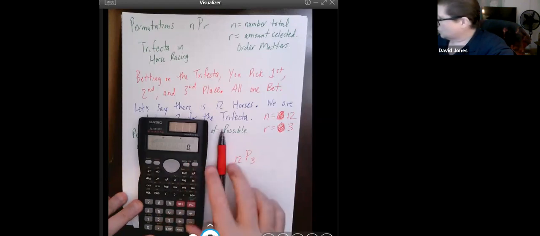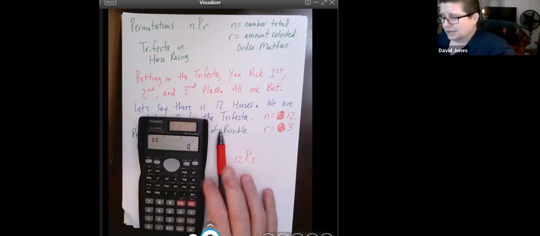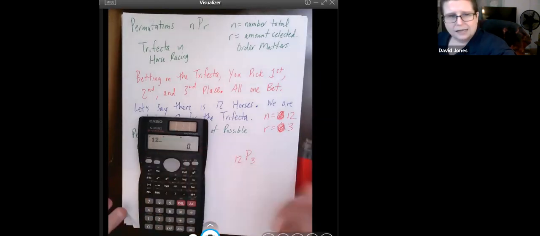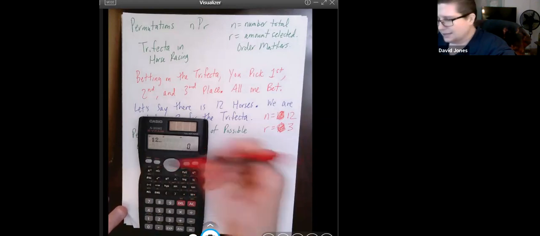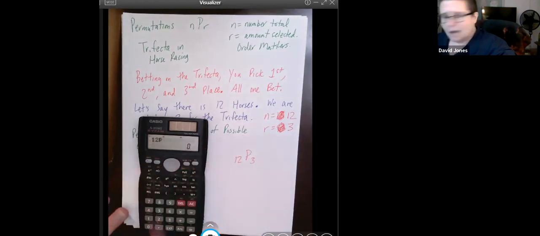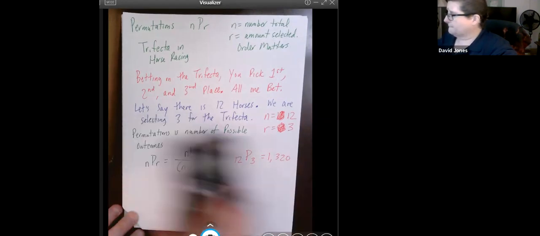So I'm going to do 12. Then I'm going to hit the shift key. And nPr is above nCr. So when I hit shift and then nCr, a P pops up. That's telling me I'm doing permutations. And I'll hit 3 for my r. 12P3 is 1,320.